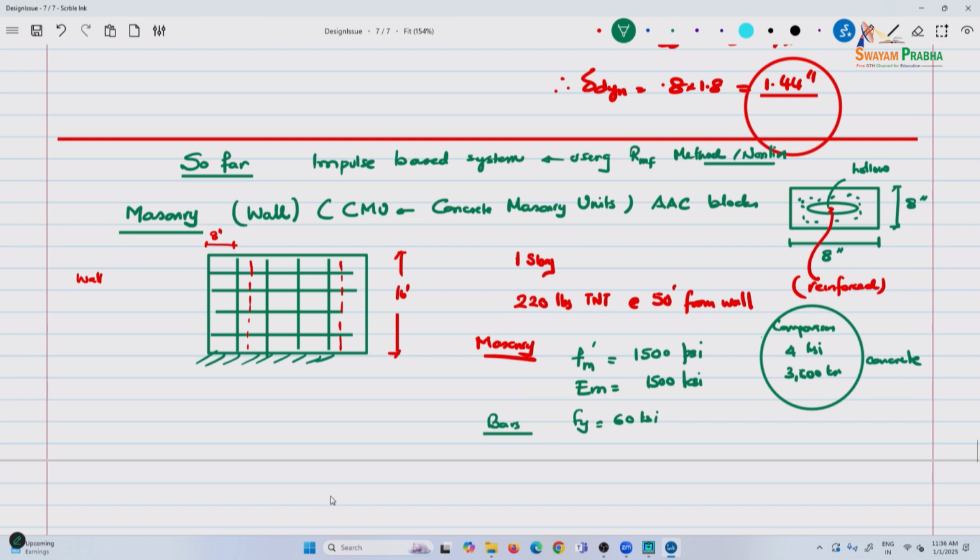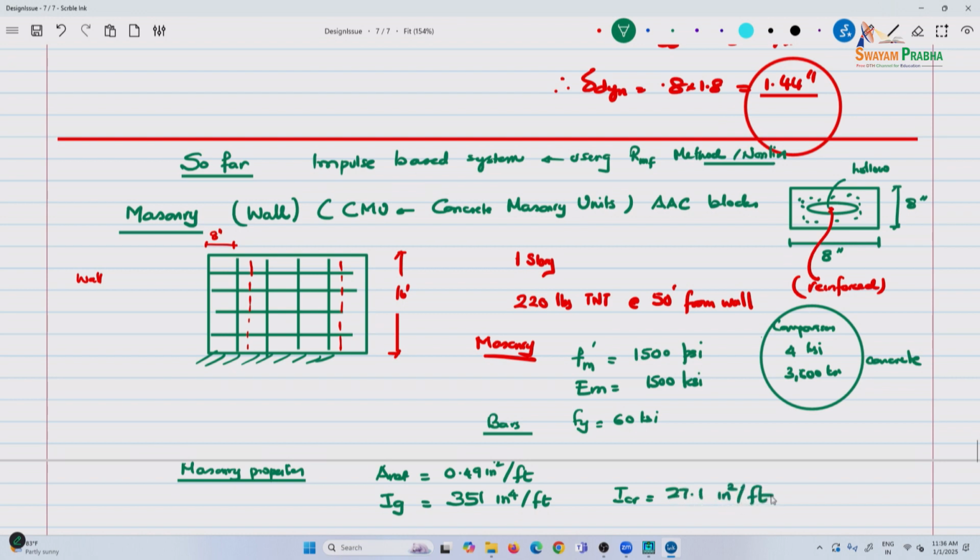Now, the properties of this masonry are the net area is 0.49 square inch per foot. The Ig, because they are cut to certain dimensions, all these are from tables, 351 inches to the fourth. So the moment of inertia is given, and the cracked moment of inertia is also given. Here we are not engaging in those calculations.